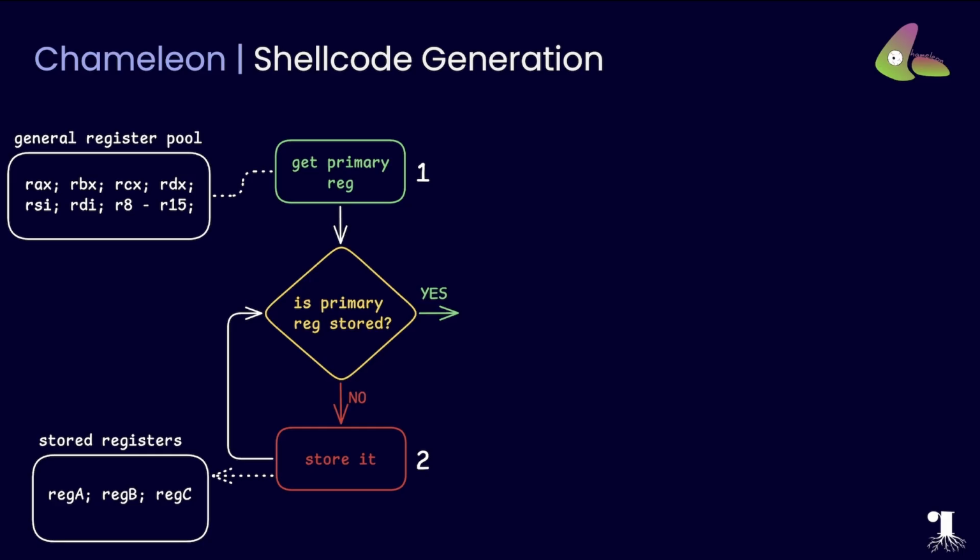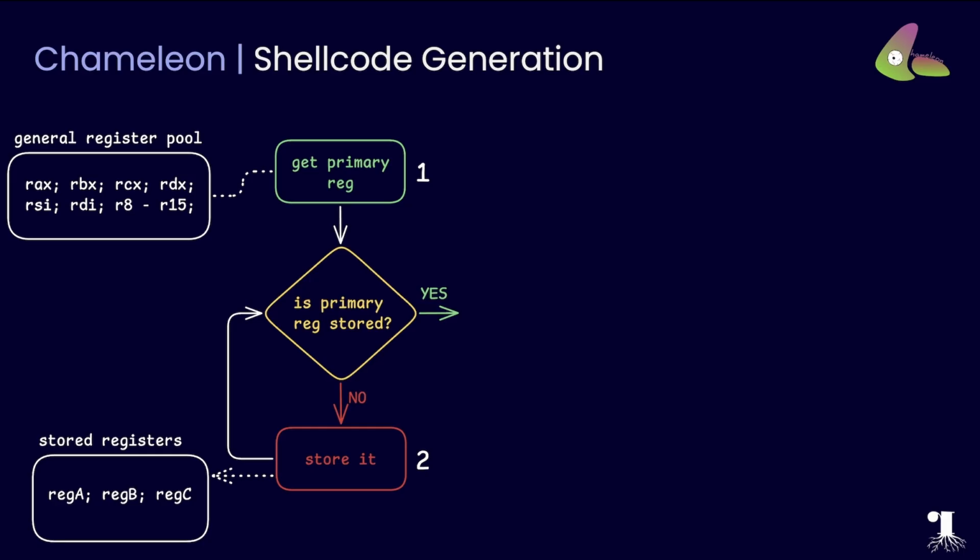Then we check if it's the first time that we're using this register in the shellcode we are generating. So we check if it has been previously stored. If it hasn't been, then we create a storing. Well, we select a storing gadget and we also select a restoring gadget. Then we add the storing gadget into the shellcode we are generating, and we keep the restoring gadget apart to just know the size we need to take into account.